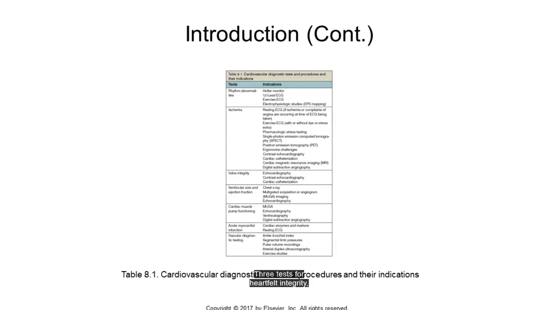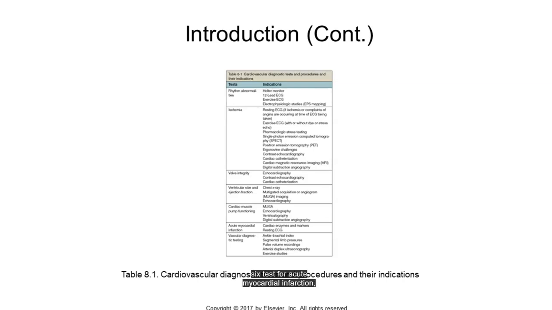3. Tests for heart valve integrity, including echocardiography with and without contrast, and cardiac catheterization. 4. Tests for ventricular size and ejection fraction, including chest X-rays, multigated acquisition or angiogram, MUGA imaging, and echocardiography. 5. Cardiac muscle pump functioning tests, including MUGA, echocardiography, ventriculography, and digital subtraction angiography.